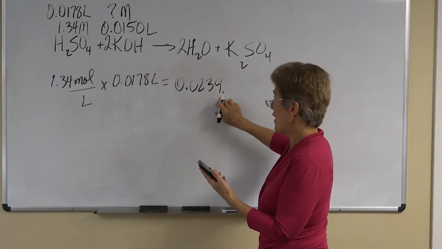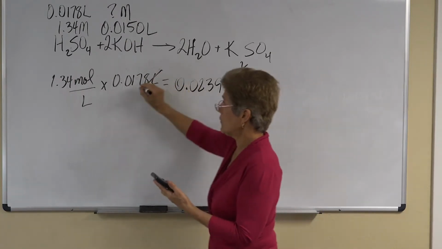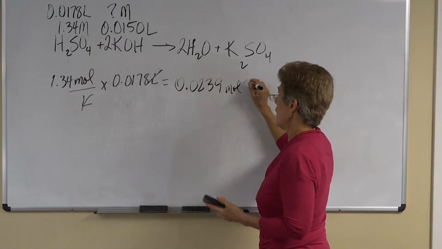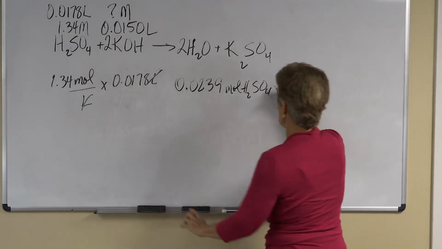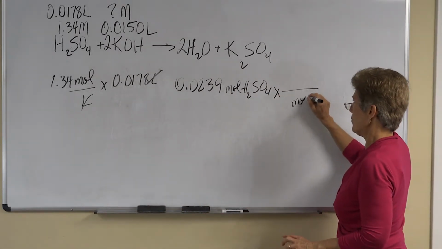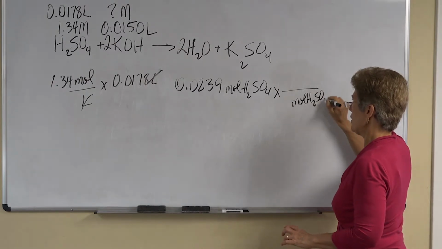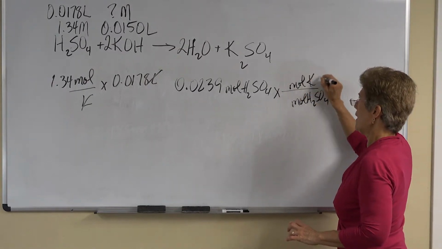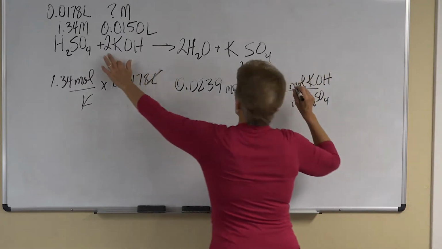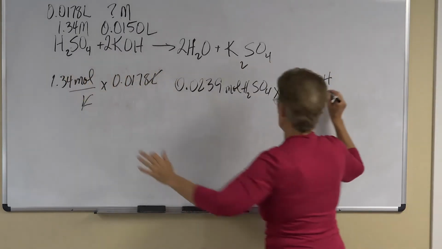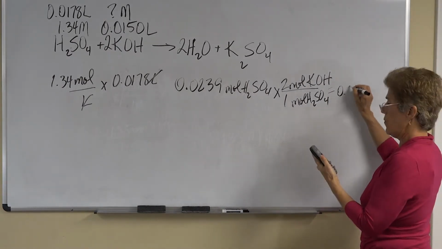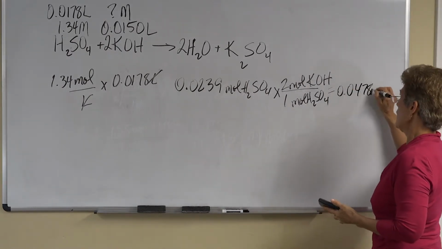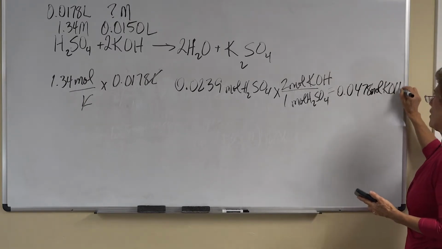This is 8.5, so I rolled it up to 9. The liters cancel, I'm left with moles, and this is moles of sulfuric acid. Now we have to get over to the potassium hydroxide. So I'm going to put the moles of sulfuric down here and the moles of potassium hydroxide up here. This gets a 2, this gets a 1. And so that's going to give me 0.0478 moles of potassium hydroxide.